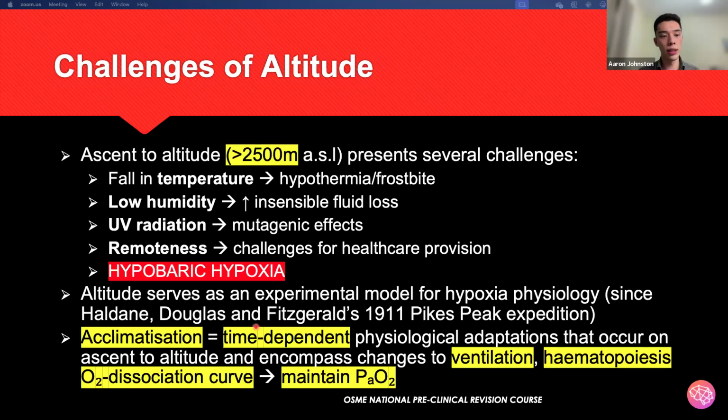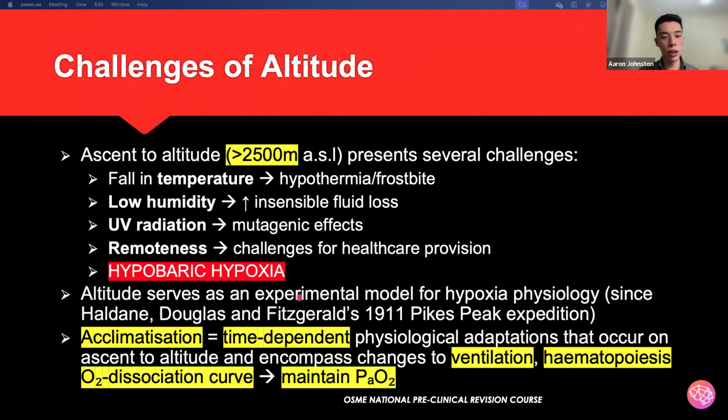The reason, I guess, well, at least our lecturers will tell us, that altitude is really important is because it serves as a model for hypoxia. And we know hypoxia physiology is important for many different diseases, for example, COPD, COVID, pneumonia, heart failure, etc., shock.